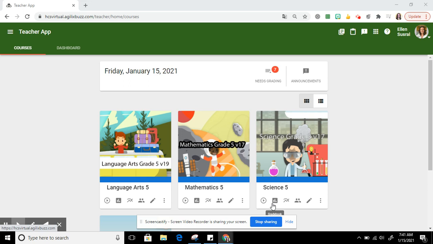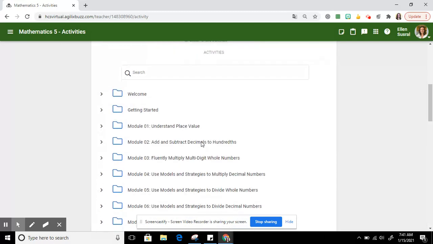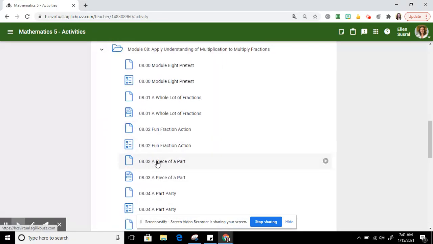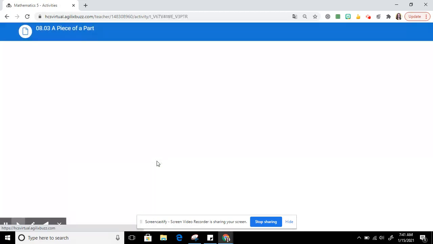Hi, boys and girls. I'm going to show you where you can find your assignment for math, lesson 803, a piece of a part. And we're going to go over a couple problems on that worksheet as a model. So here at Module 8, we're looking at 803, a piece of a part.